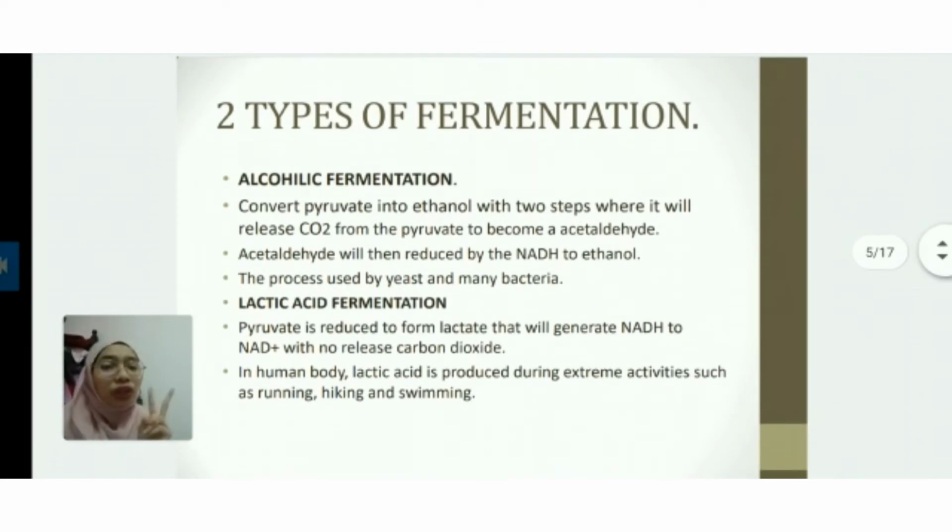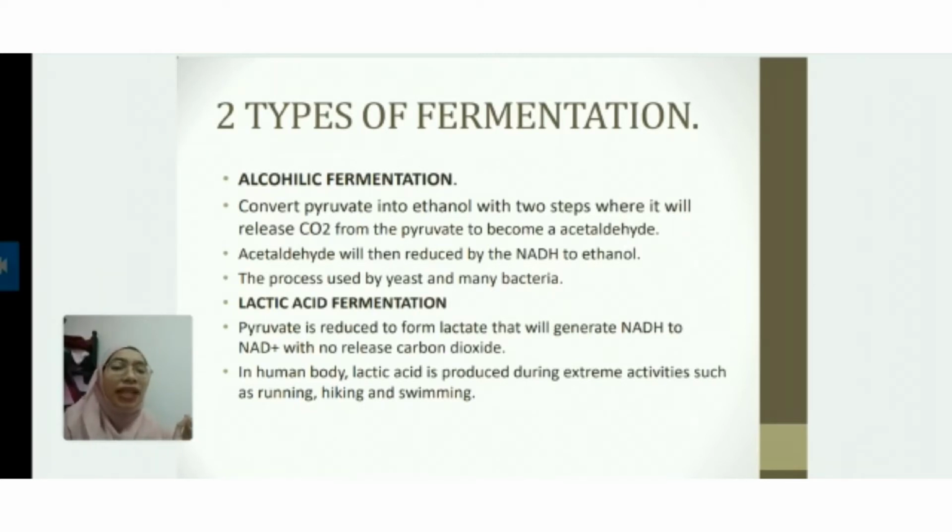Then there are two types of fermentation. First is alcoholic fermentation and second is lactic acid fermentation. Alcoholic fermentation converts pyruvate into ethanol in two steps, where it releases carbon dioxide from the pyruvate to become acetaldehyde. Acetaldehyde is then reduced by NADH to ethanol. The process is used by yeast and many bacteria.